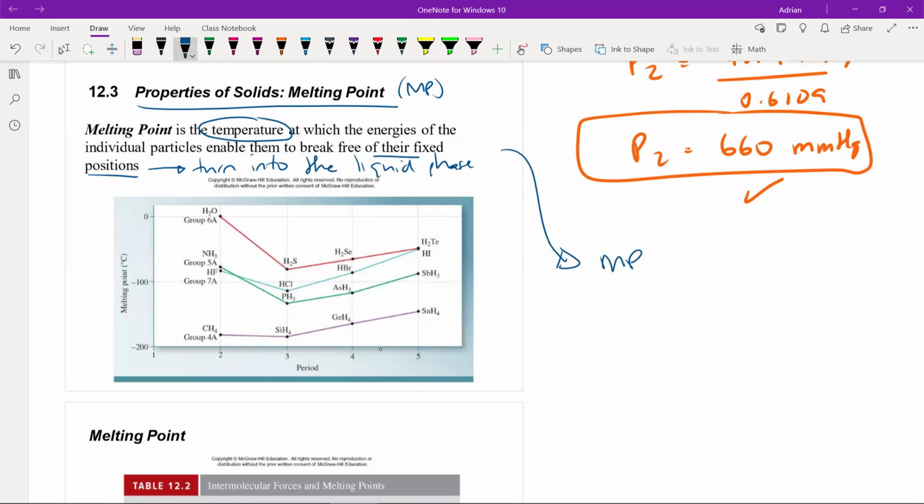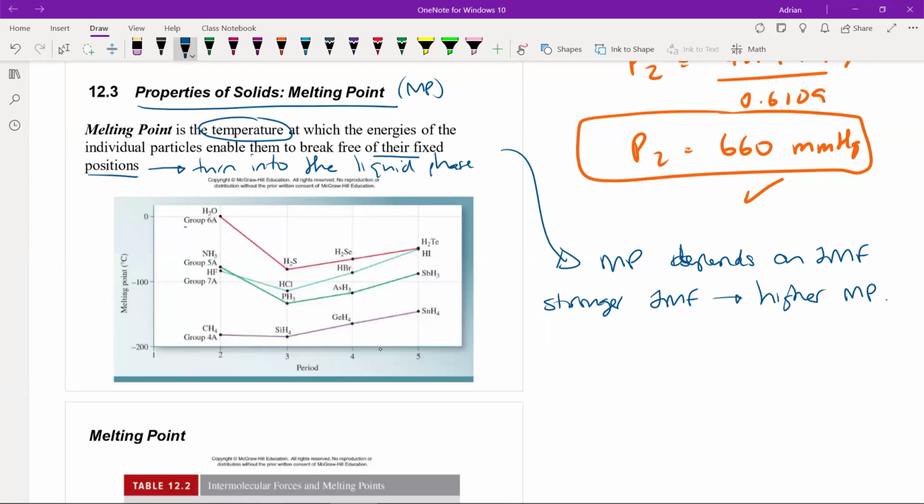So the melting point depends on the intermolecular forces of attraction as well, and there's a direct relationship. Okay, stronger intermolecular forces, right? That means that they're glued very closely together. It's going to require a lot more energy to force them to break free from each other. So that means that the melting point is going to be higher. So stronger intermolecular force would mean higher the melting point.